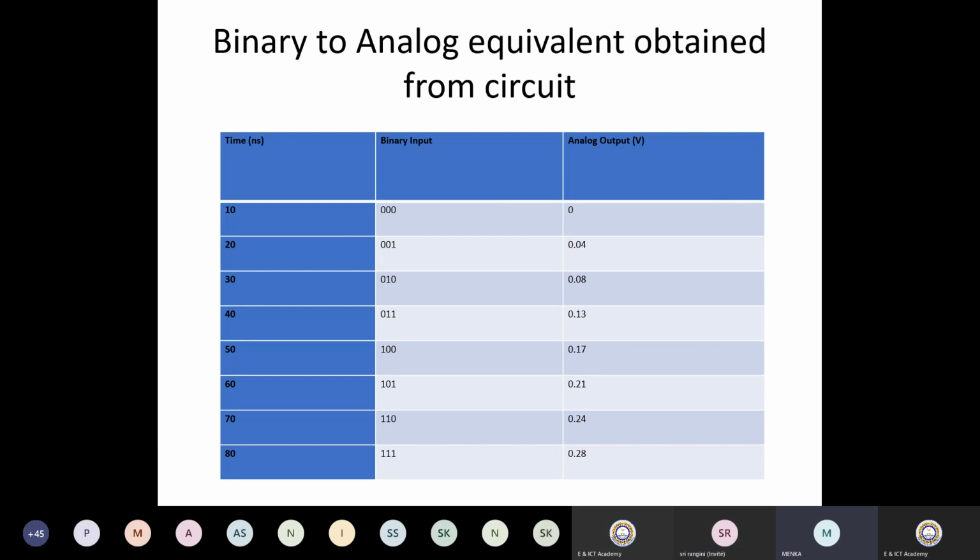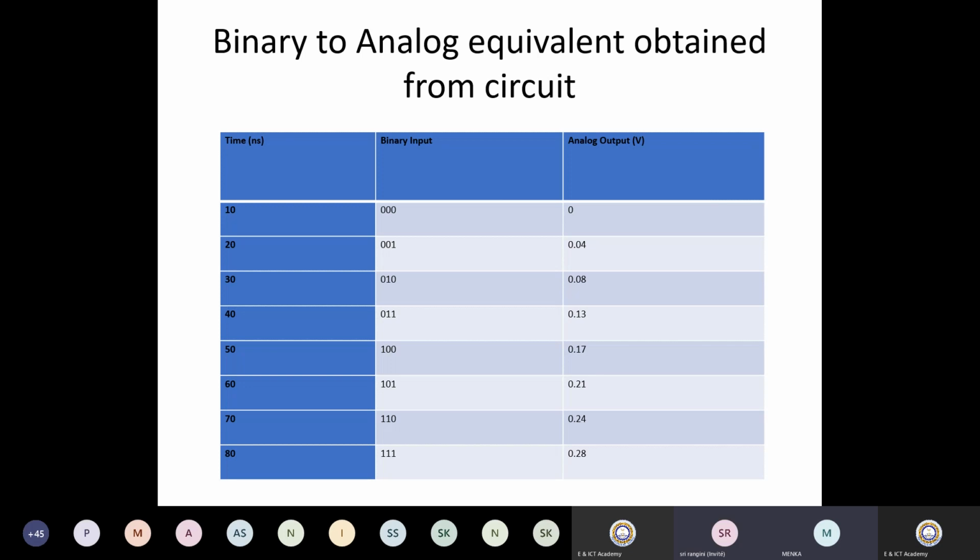This is the binary to analog equivalent obtained from the circuit. In tabular form, we have shown it over here. The first column is the time step: at 10 nanoseconds, then 20 nanoseconds, and so on. Then the binary inputs: I have written all the combinations from all zeros to all ones.